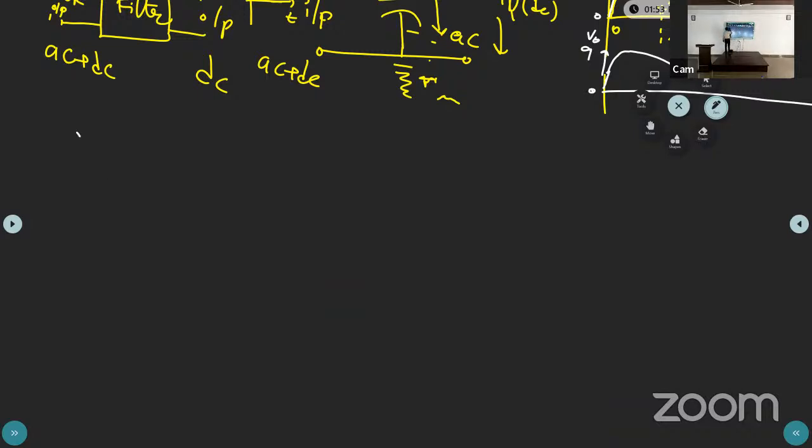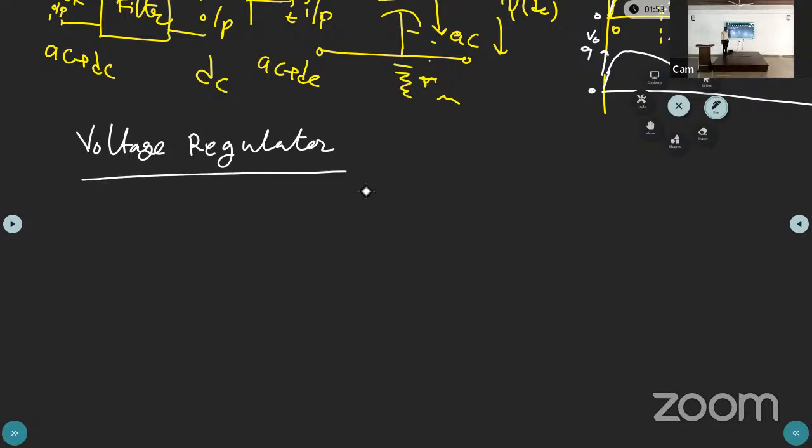Now, voltage regulator. Already we discussed the zener diode. What is the special application of the zener diode? Reverse bias. So the zener diode also works in reverse bias, and that reverse bias gives a constant voltage. Because of this property, the zener diode acts as a voltage regulator here.